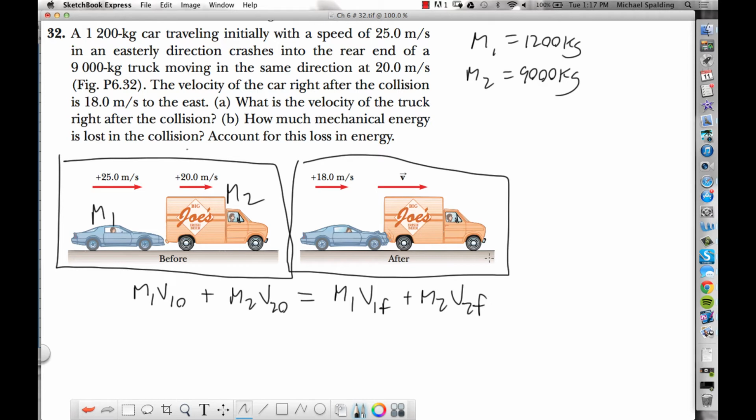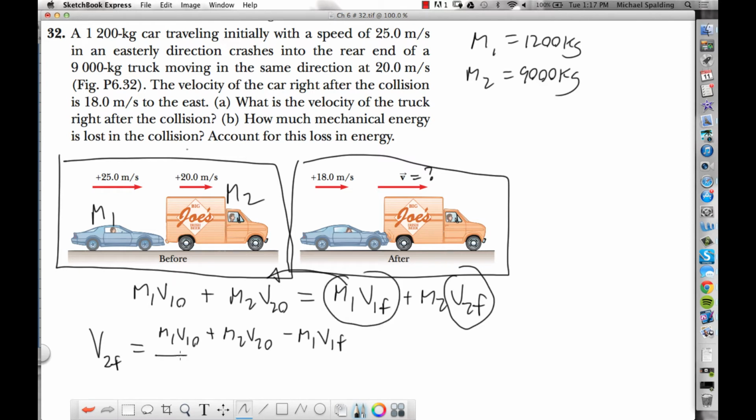The only thing that we don't have is V2 final, which is the velocity of the truck after the collision. Let's do algebra first. V2 final is going to be M1 V1 initial plus M2 V2 initial minus M1 V1 final, moved across, and then divide everything by M2.